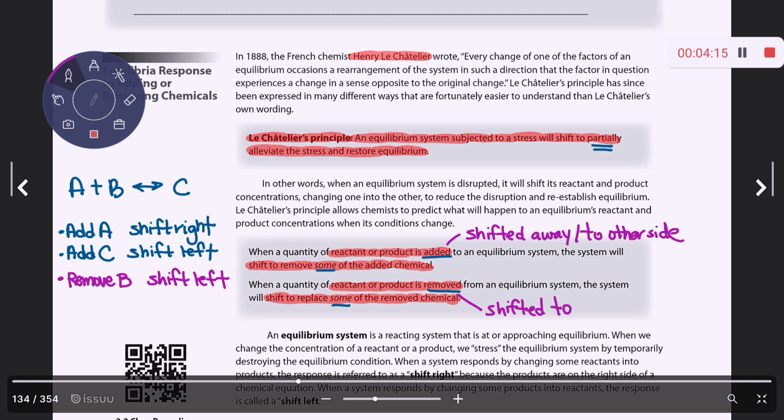Okay? So if I remove B, B is a reactant, so I will shift to the left. When I shift to the left, I will bring up reactants A and B, which means C will go down. I will never bring back all of the B that I removed. So overall, B stays down.